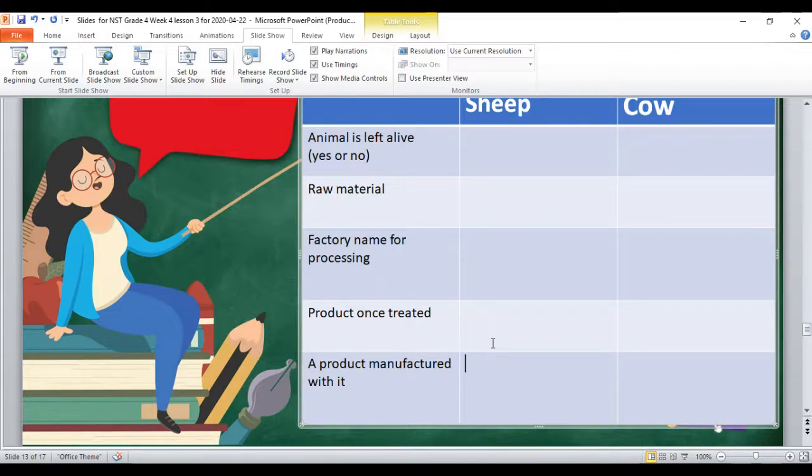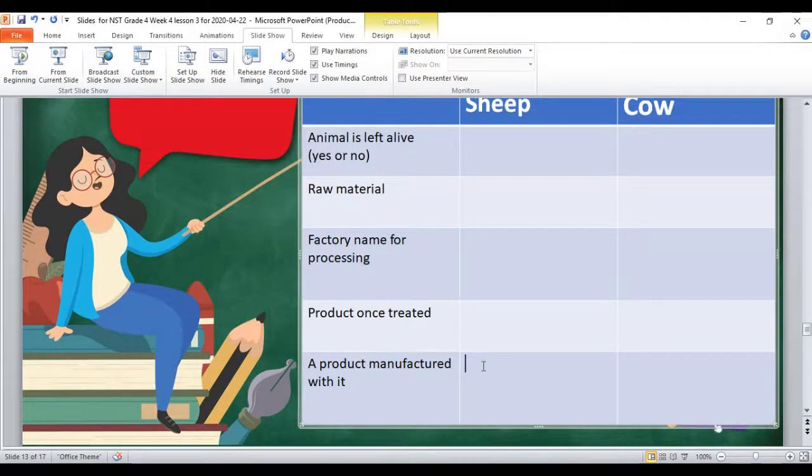Yes, when it is spun, you remember the wool fibers are combed. Then they form threads, wool threads. When they are treated, they form wool threads. Now, on the cow part, what do they form? It forms leather. Yes, it was hide, then it formed leather once it is treated. Now, a product manufactured with it is what?